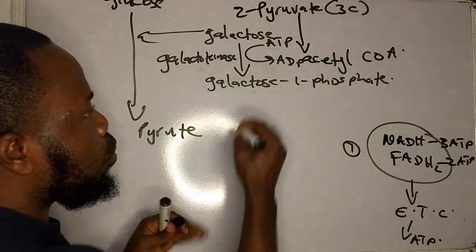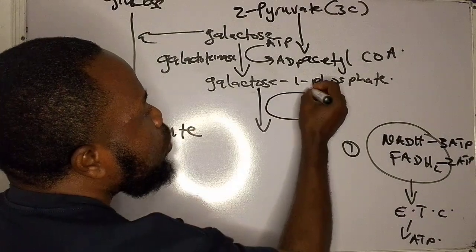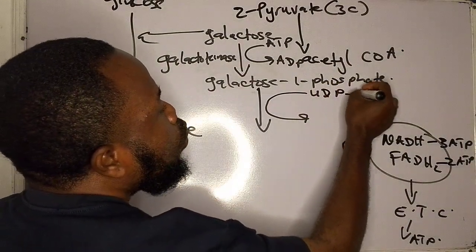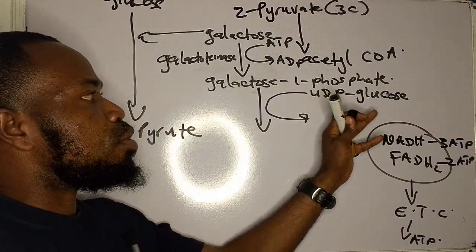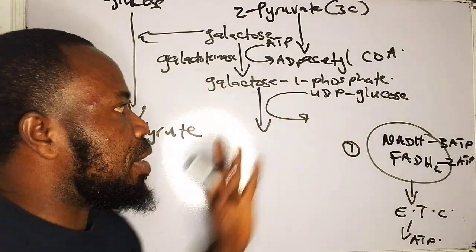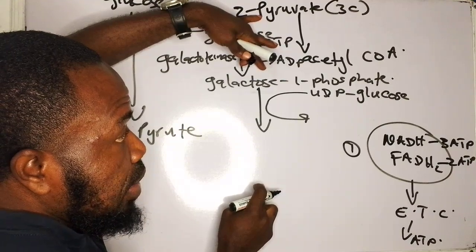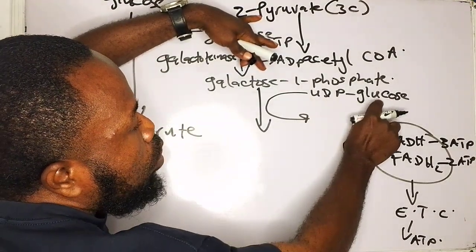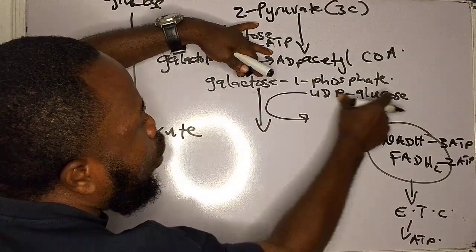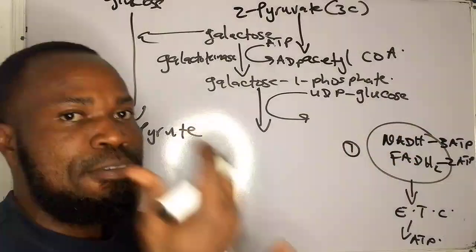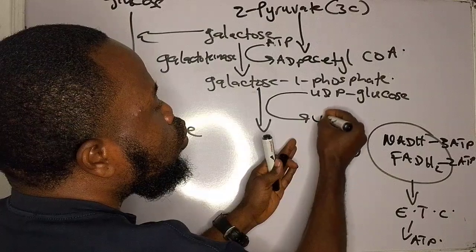Now, after that has happened, with this galactose 1-phosphate, there is a compound known as UDP-glucose. This UDP-glucose is uridine diphosphate glucose. What happens is that there's an exchange between UDP-glucose and galactose 1-phosphate, in the sense that the galactose comes onto the UDP. So this UDP is just like a vehicle that carries the sugar. So there's an exchange here.